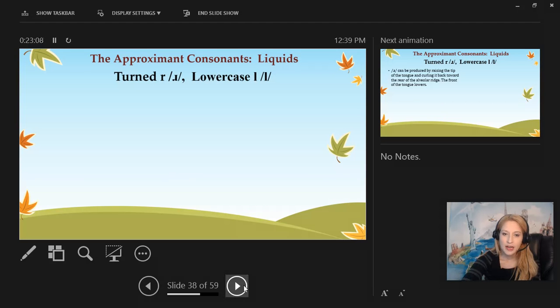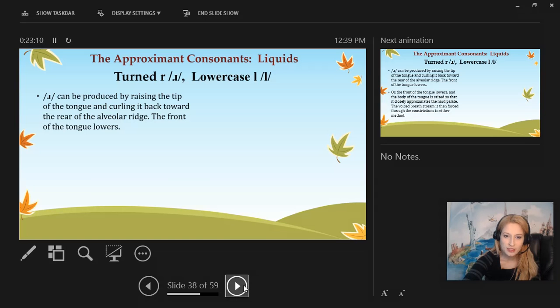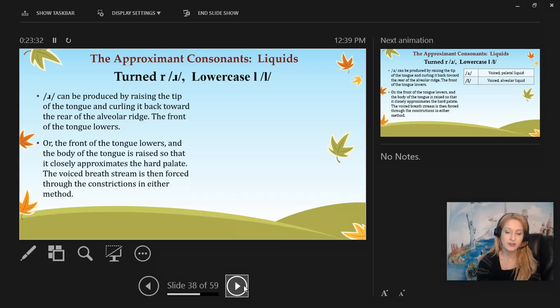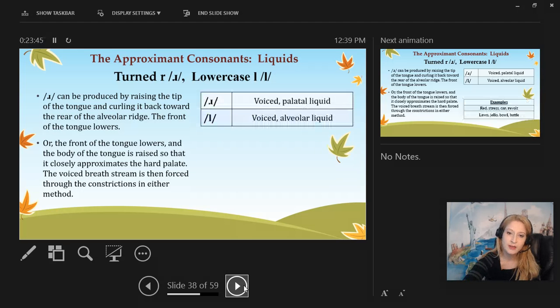Okay, and next we have the category of approximants called liquids. Those are the turned r and the lowercase l. The turned r can be produced by raising the tip of the tongue and curling it back toward the rear of the alveolar ridge. The front of the tongue then lowers. Or the front of the tongue will lower and the body of the tongue is raised so that it closely approximates the hard palate. The voiced breath stream is then forced through the constrictions in either of those two methods.